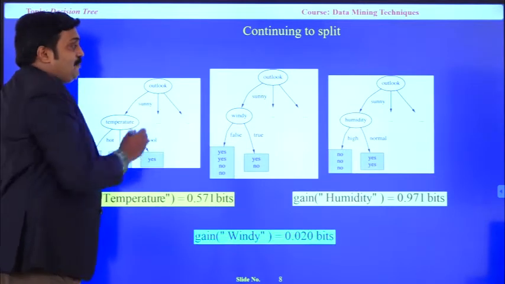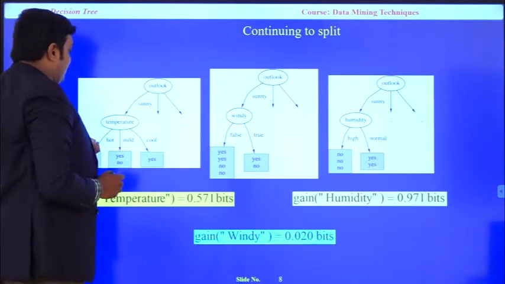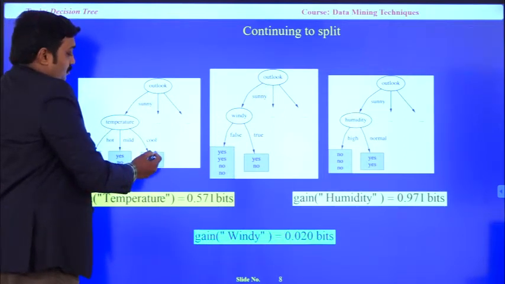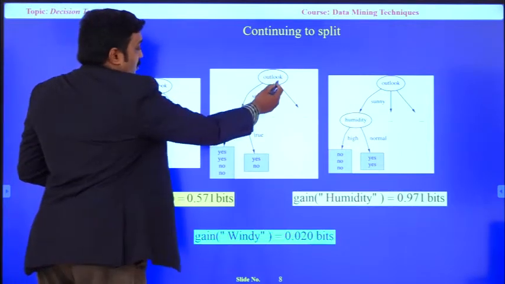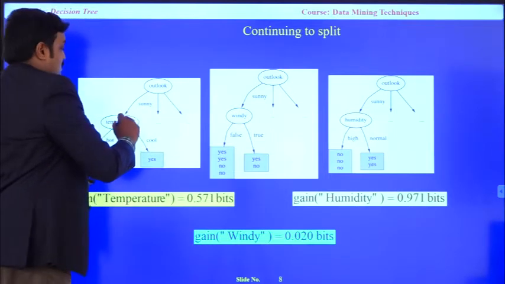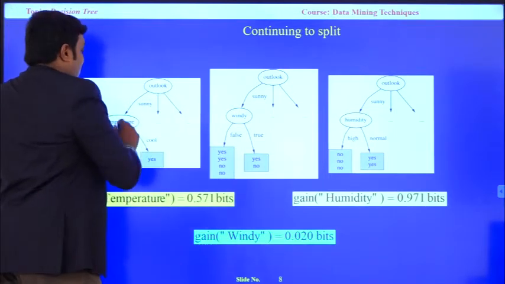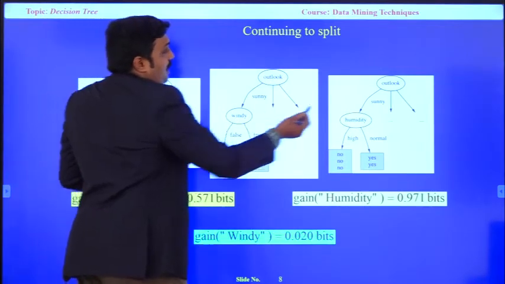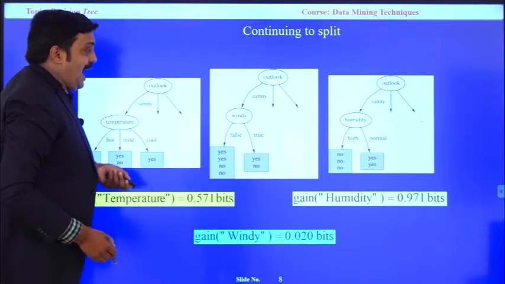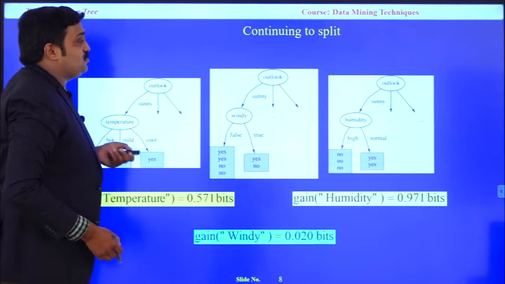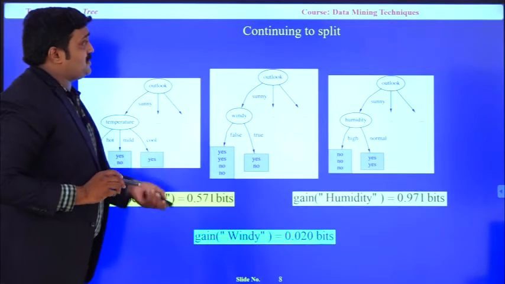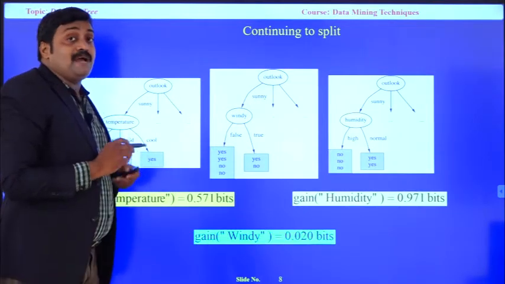Whenever sunny, then I am going to take the temperature. Whenever sunny means temperature, hot, mild, cool, I am going to calculate. Outlook, whenever wind, I am going to calculate. That means now outlook with sunny and temperature, with wind, and with humidity. Based on the calculations, whichever attribute has the higher gain, we can choose as the next node. Based on this, the process is repeated continuously until all the samples are completed.